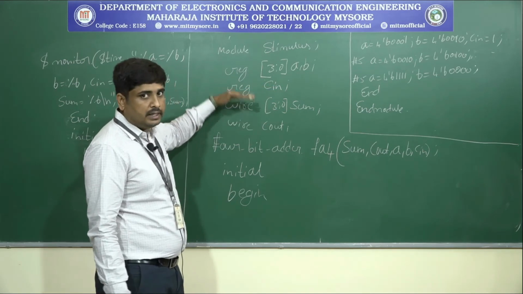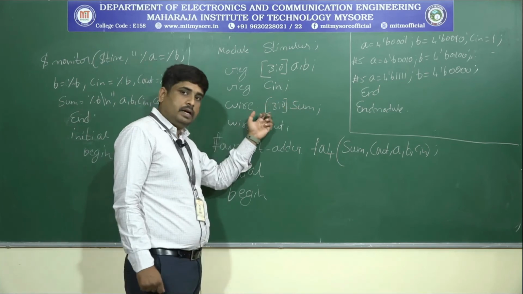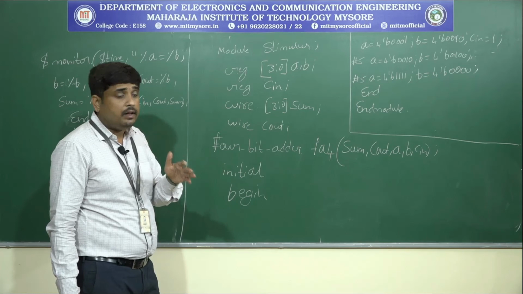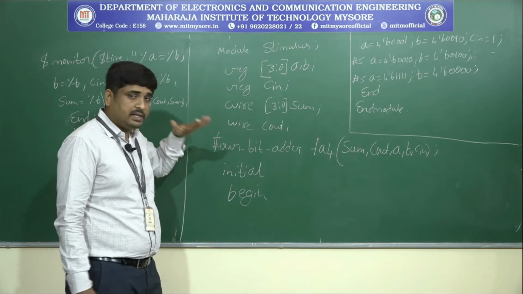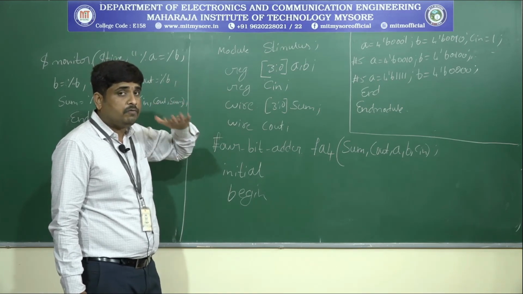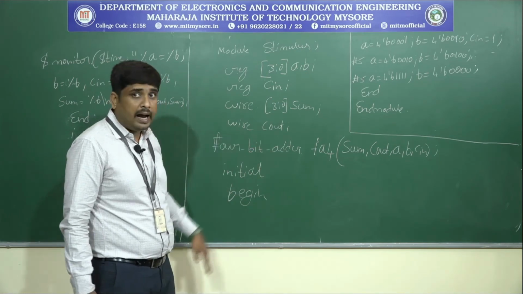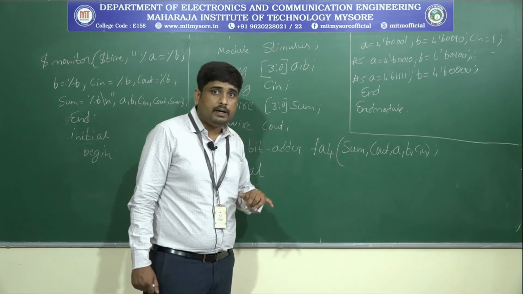So wire, that is we have to get the results, right? Then sum [3:0], then Cout. We have to instantiate the design block with respect to the stimulus block. So what is the name of the design block? You have to remember the name of the design block. Don't forget, the name of the design block is 4_bit_adder, that is FA, with sum, Cout, A, B, Cin.